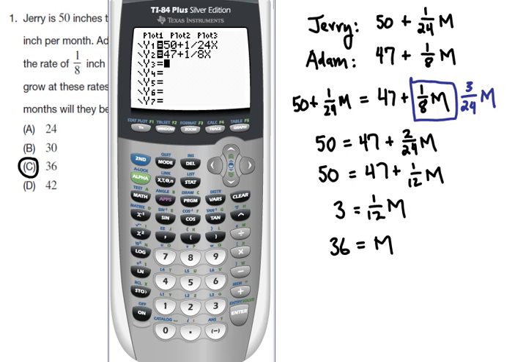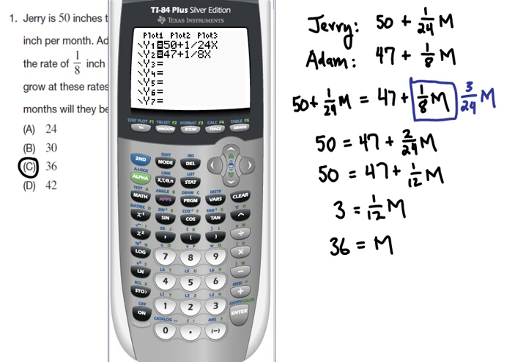Now, one piece of information that's going to be helpful to me in solving with the calculator or graphing on the calculator is the fact that they're going to grow this way for 4 years. And 4 years is another 48 months. So if I just looked at the first formula for Jerry and made m equal to 48, then 48 over 24 would be 2. At most, Jerry is going to grow 2 inches over the next 4 years. And for Adam, if m were equal to 48, 48 divided by 8 would be 6. At most, Adam is going to grow 6 inches over the next 4 years.